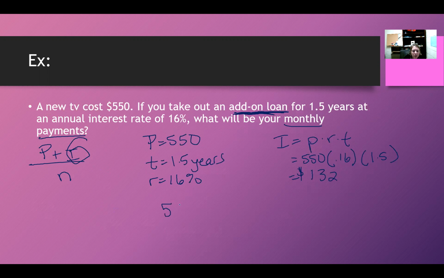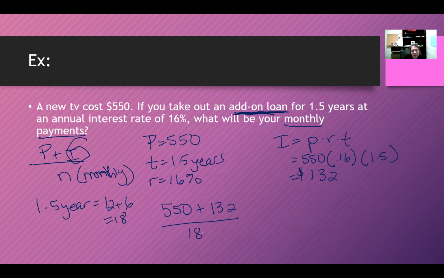So our P here is 550 plus 132, divided by the number of months, because this is monthly. We're looking at 1.5 years. There's 12 months in a year. How many months are in half a year? Well, that would be 6, right? So 12 plus 6 equals 18. So that's 18 months. We do 550 plus 132 on the top first, and then divide by 18, and we end up with a monthly payment of $37.89.